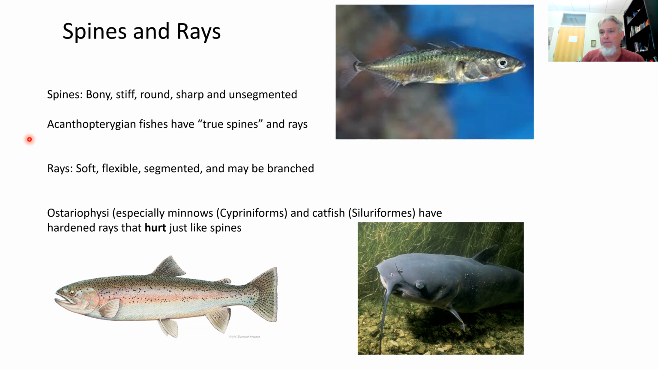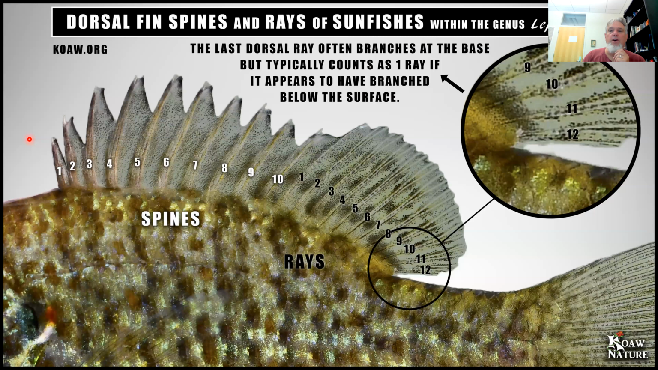It's the more derived fishes, the acanthopterygian fishes, that have true spines, with the exception of the Ostariophysi, which includes the minnows, the cypriniforms, and the catfish, the siluriforms. They have hardened rays, and they hurt just like spines, but they're technically not spines because of their microstructures. So here's another look at the differences between rays and spines.